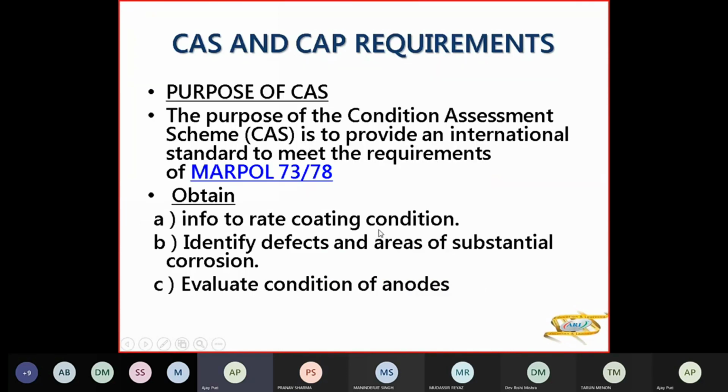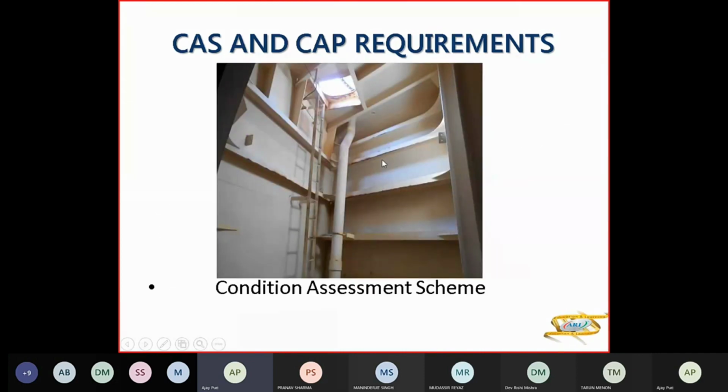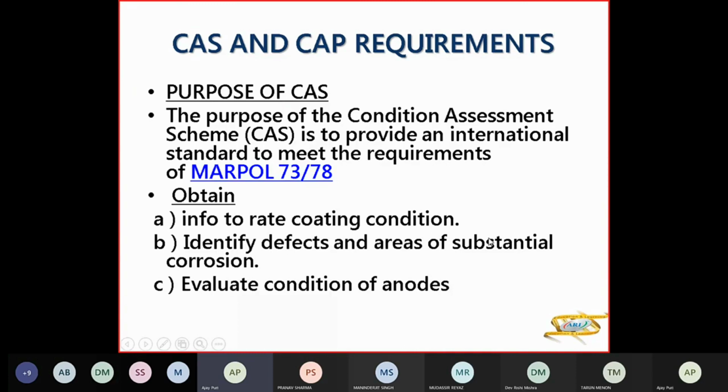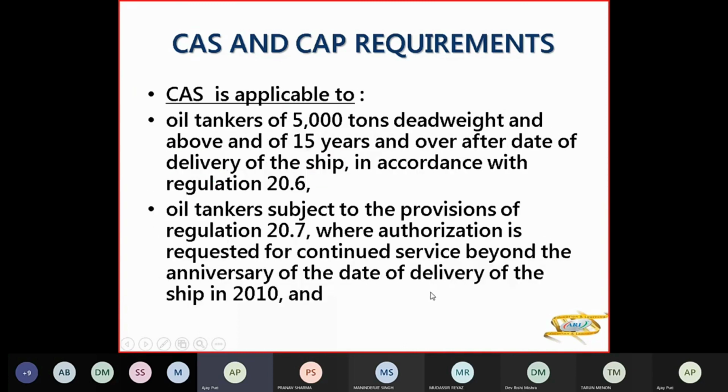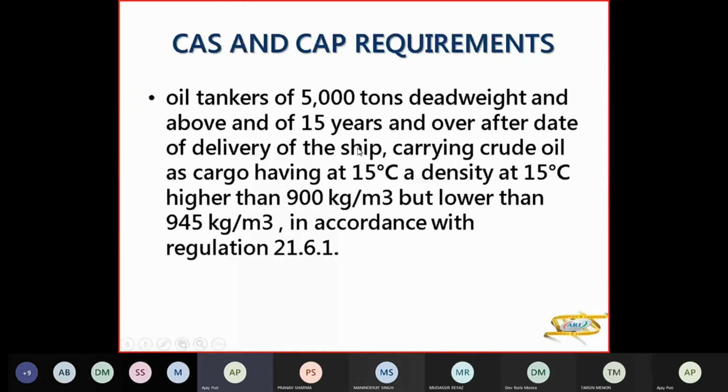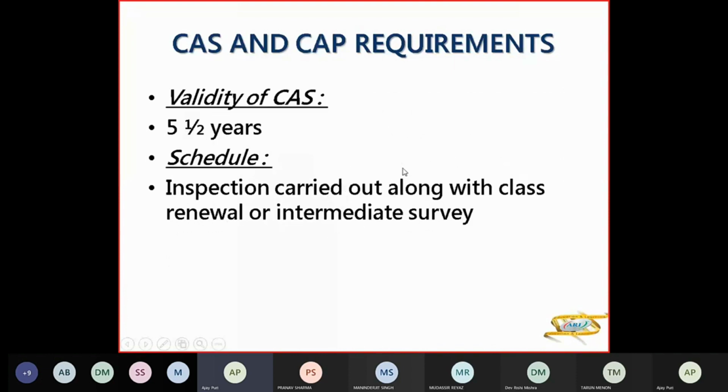So CAS जो है that is for your coating rating. आपकी कोटिंग कैसी है, अब जैसे यहाँ कोटिंग्स कितनी गई है, तो आप क्लोजली मॉनिटर करते हैं कि टैंक्स में कोटिंग कितनी तरह से गई, कोरोजन एरियाज क्या है, एनोड्स का कंडीशन क्या है. That is applicable for oil tankers 5000 deadweight and above of 15 years and over. ये सब आप लोग ओरल्स के लिए पढ़ लेना, किसके ऊपर होता है, क्रूड ऑयल कैरी करने की डेंसिटी क्या है, ये आप अपने CAS में पढ़ लेना.